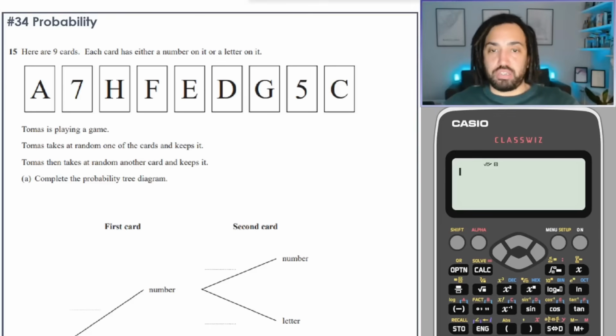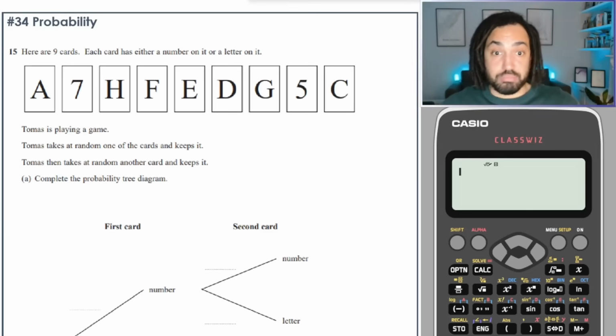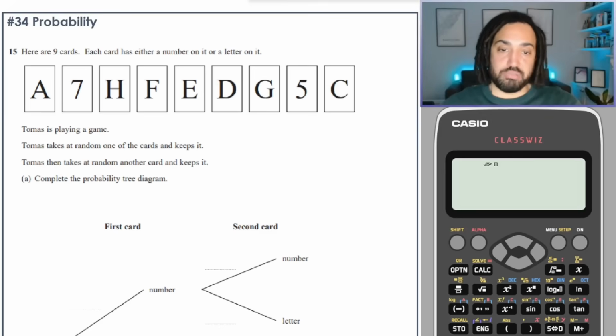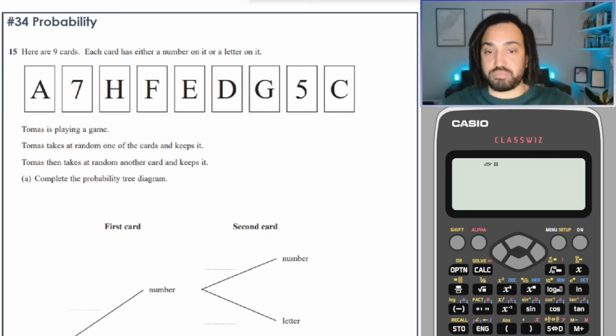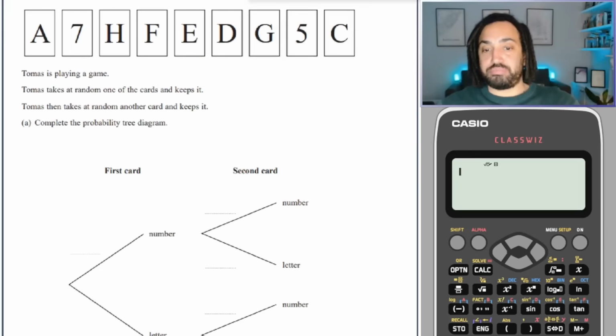Okay, here are 9 cards. Each card has either a number on it or a letter on it. Thomas is playing a game. Thomas takes at random one of the cards and keeps it. Thomas then takes at random another card and keeps it. Wow, what a fun game, Thomas. Okay, complete the probability tree diagram.